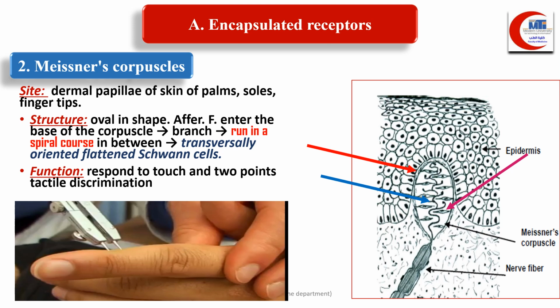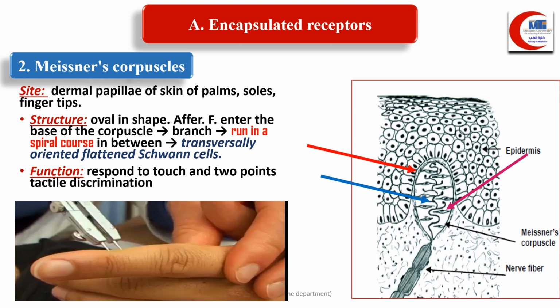What about the second type of encapsulated receptor? The second type is called the Meissner corpuscle. You must know where the Meissner corpuscle can be found. I can find the Meissner corpuscle in the dermal papillae of the skin, of the palm of the hand, of the sole of the foot, and fingertips also. What about the structure? The structure is oval in shape, as I can see here on the right side. This diagram shows us a Meissner corpuscle, which is oval in shape.